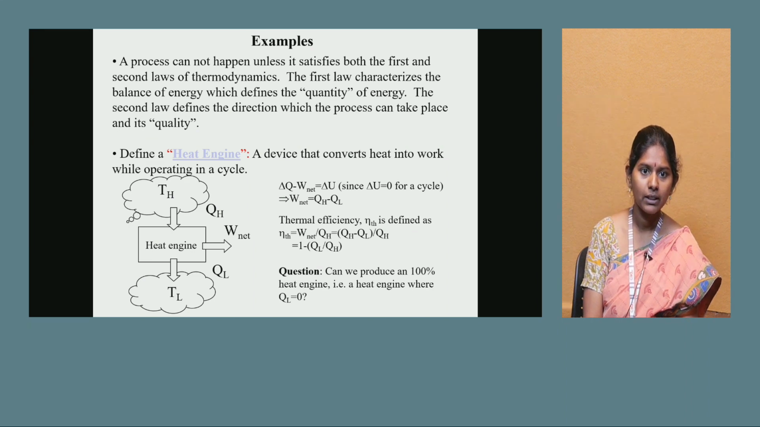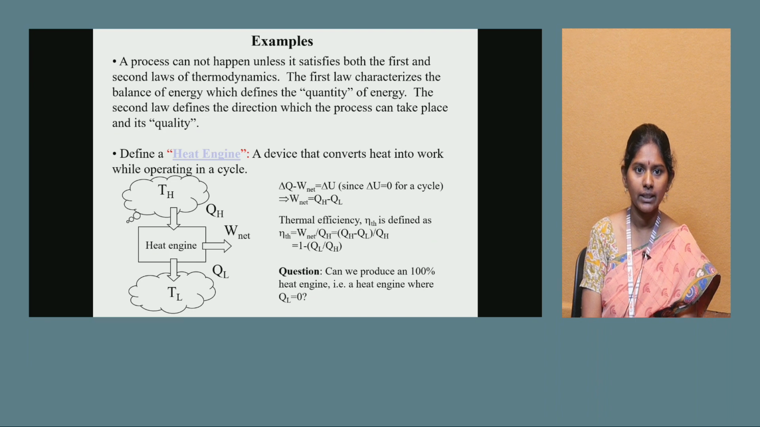As an example, consider the development or design of a heat engine, a device that converts heat into work while operating in a cycle. So here the net heat delta Q is equal to the work done, delta W, since the change in internal energy delta U is zero over a cycle. The thermal efficiency is defined as the ratio of the net work done to the heat input.